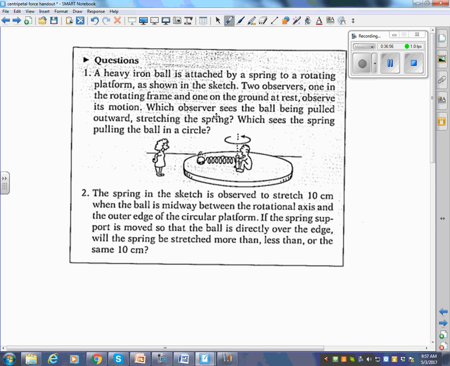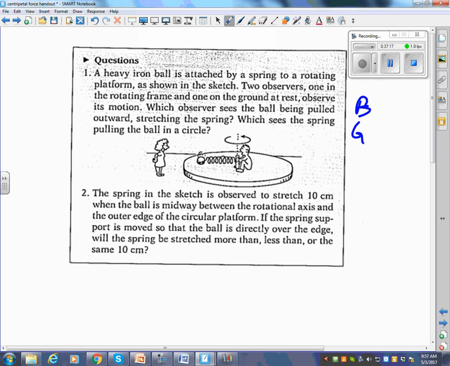Connor says the first answer is B for boy. Would you agree? The boy sees the ball being pulled outward, stretching the spring? Connor's correct. Which sees the spring pulling the ball in a circle? The girl, the female, outside the rotating reference frame. Okay, so that's sort of the easy conceptual question.